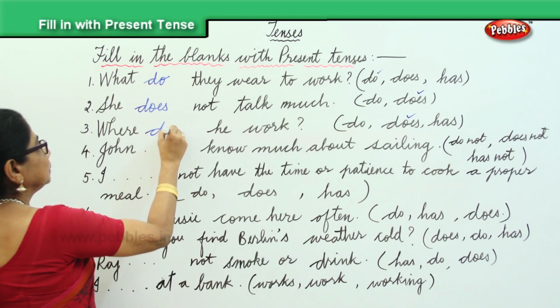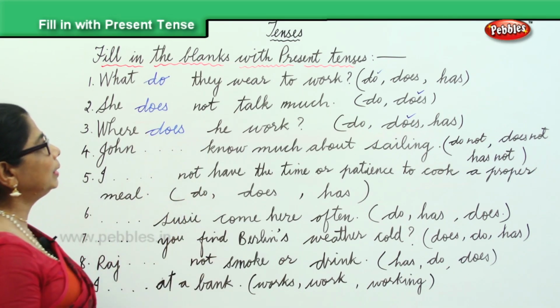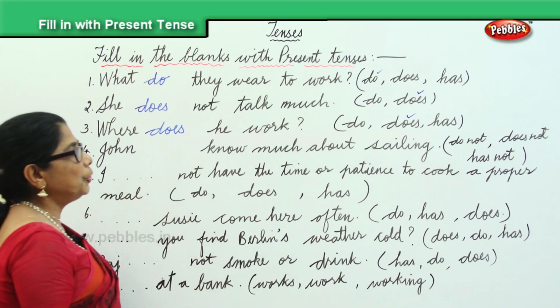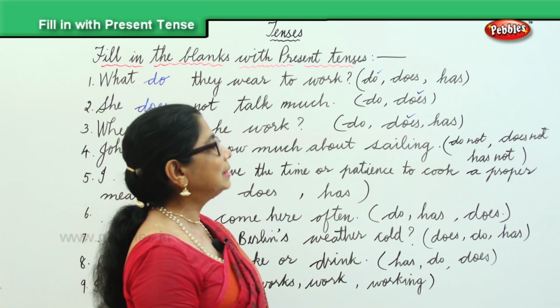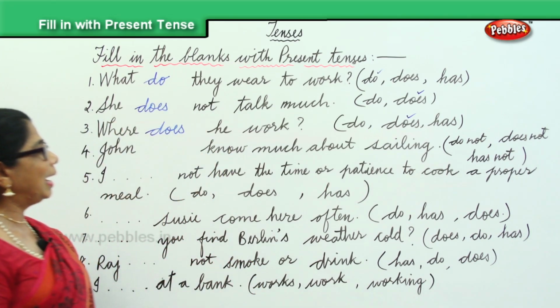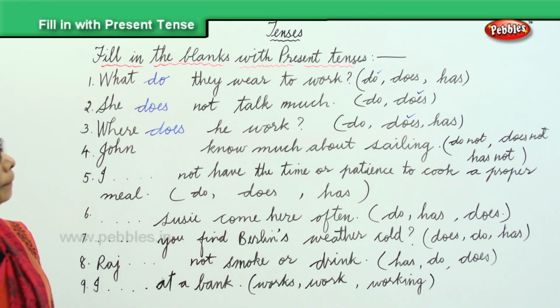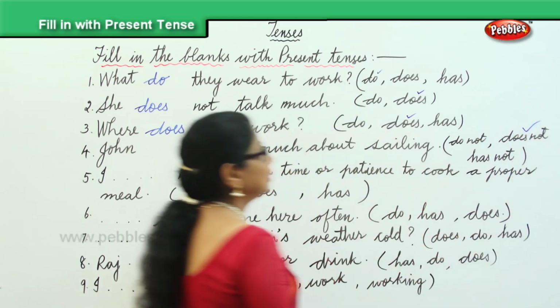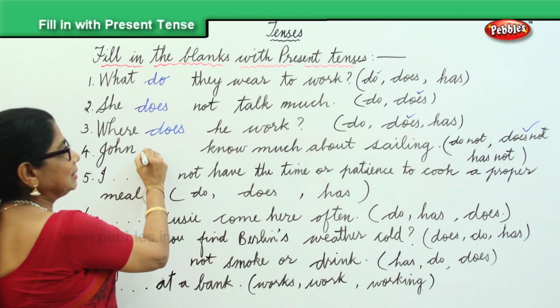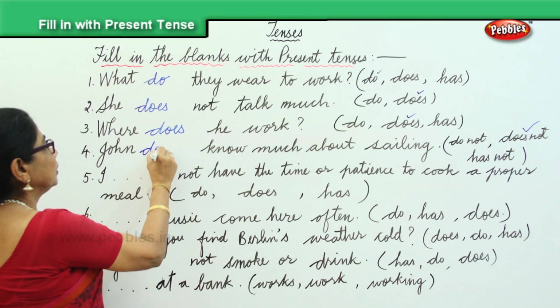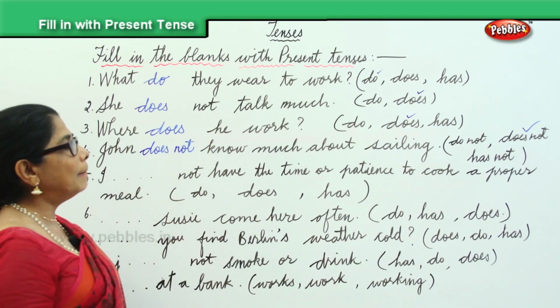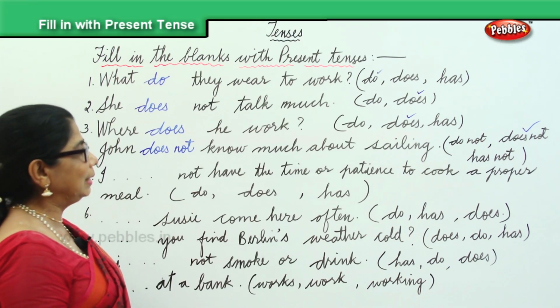Where does he work? The next one: John dash know much about sailing. John has not know? John do not know? The correct one is, John does not know much about sailing.